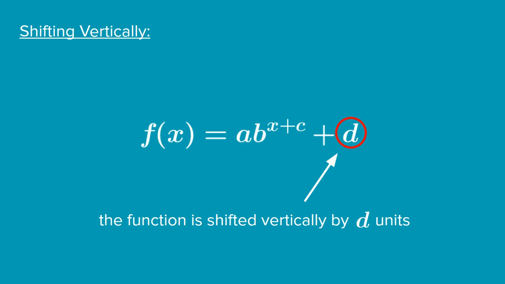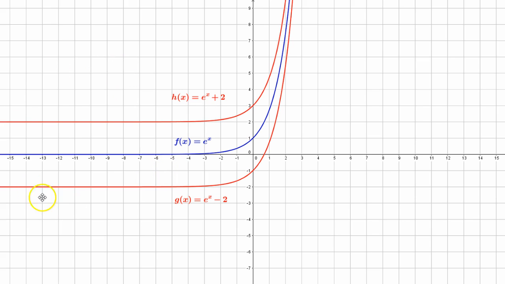So let's first look at shifting vertically. If a function is shifted vertically, that's shown with the d term. A function is shifted up if d is positive, and shifted down if d is negative. We can see that in the graph here. We have our base function, f of x equals e to the x, and then we have these two shifted functions. H of x is shifted up by 2 units, so it has d equals positive 2. We have e to the x plus 2. G of x is shifted down 2 units, so we have d equals negative 2.